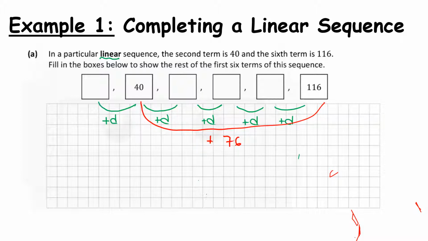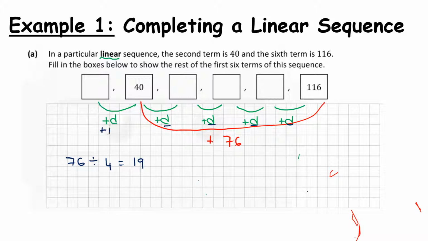Now we know that that big jump we have here, that big red jump, is the same as 4 little green jumps. So if I divide 76 by 4, we can figure out that each jump should be 19. So simply we are doing 76 divided by 4, and that gives us 19. So we have, again, 4 jumps, 2, 3, 4, and when added together, they would be the same as 1 jump of 76.